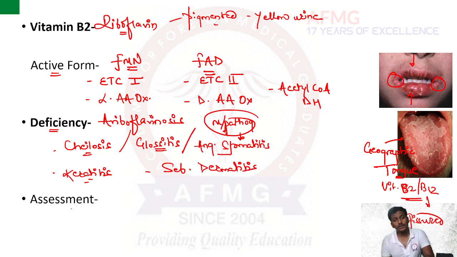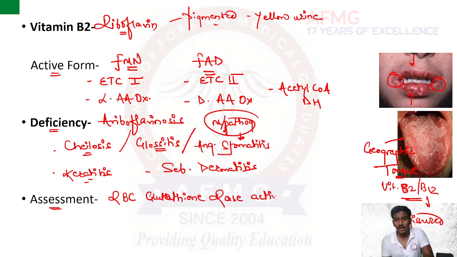Then if I talk about the assessment of vitamin B2, usually it can be assessed with the help of RBC or erythrocyte glutathione reductase activity. We will check for this RBC glutathione reductase activity, and we can even check for vitamin B2 levels in the urine, right? So this would help.